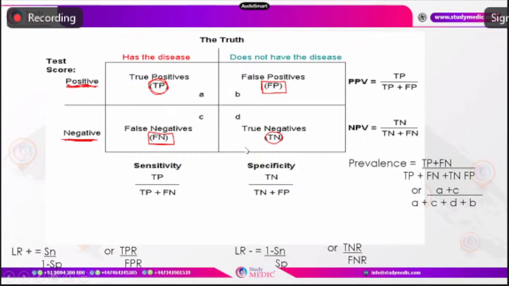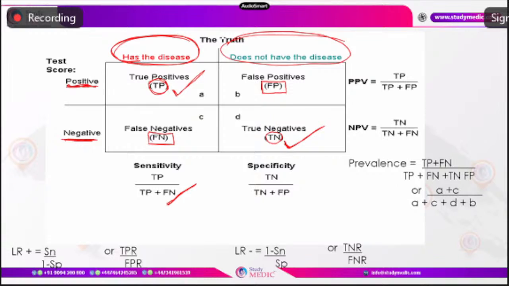Now, what is sensitivity? Sensitivity is how many are tested positive in those who have the disease. That means true positive by true positive plus false negative. Then what is specificity? How many are tested negative in those who do not have the disease? This is specificity. So it is true negative by true negative plus false positive.